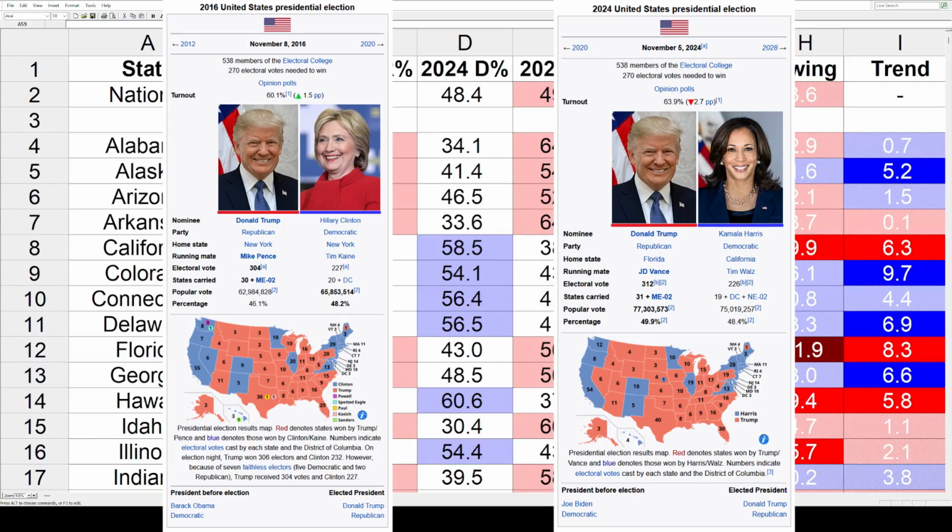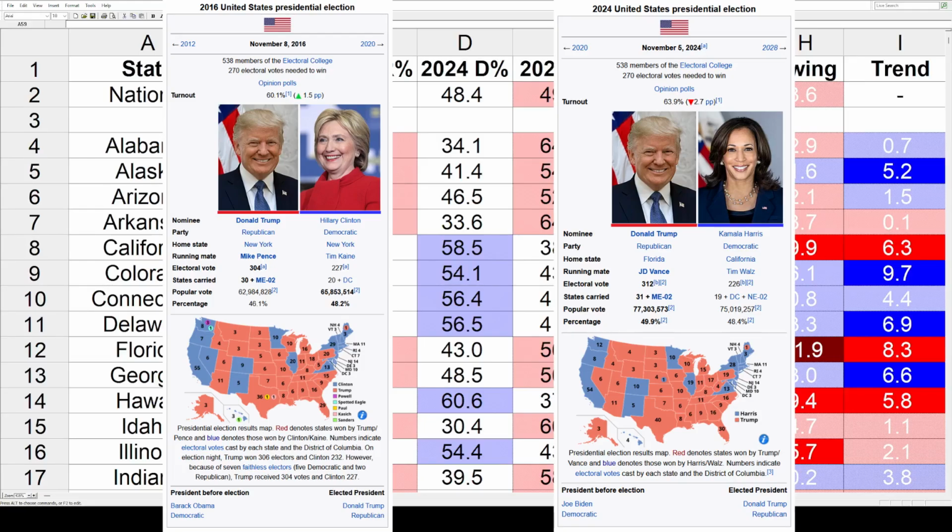And then in 2024, Trump wins again. This time he gets 312 in the Electoral College. He gets 31 states plus Maine second, and he wins the popular vote with 49.9. Kamala Harris gets 226 votes. She gets 19 states plus DC and Nebraska second, and she finishes with 48.4 of the national popular vote.